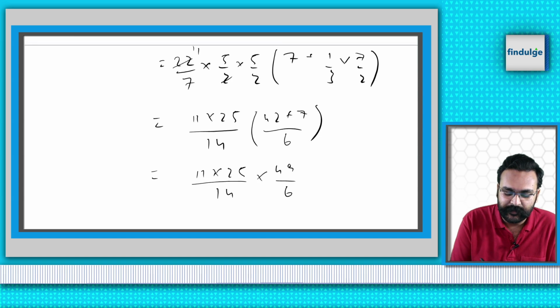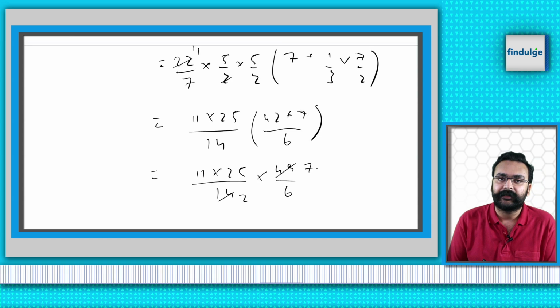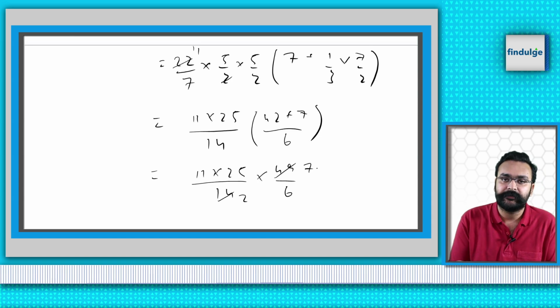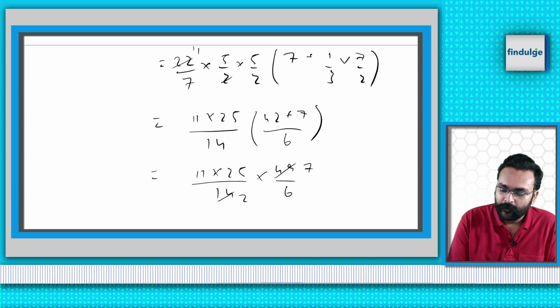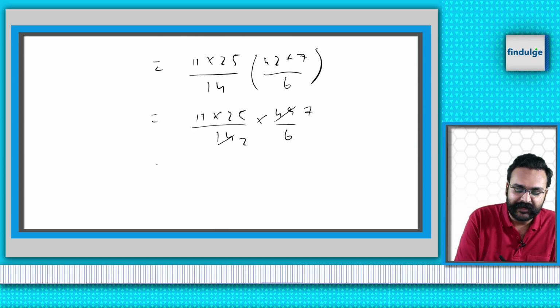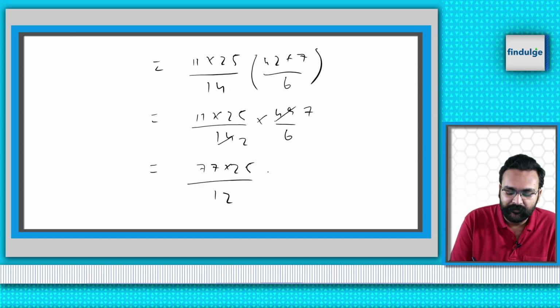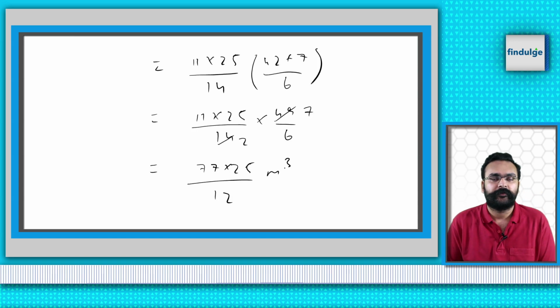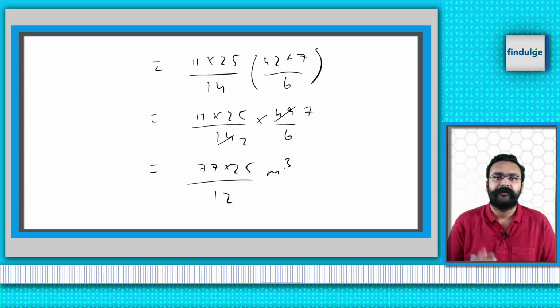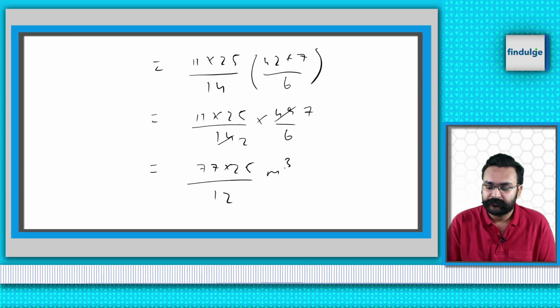So simplifying as much as I can, 7 and 2 gets cut here, nothing else can be simplified further. So my final answer in fractions would be 11 into 25 into 7 or 77 into 25 divided by 12 meter cube, which once again you will just multiply, divide and get the decimal value. Let's now move to the canvas.